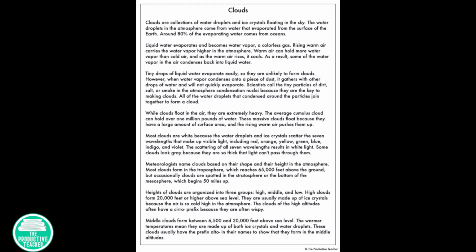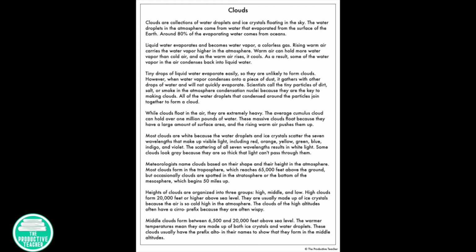Meteorologists name clouds based on their shape and their height in the atmosphere. Most clouds form in the troposphere, which reaches 65,000 feet above the ground, but occasionally clouds are spotted in the stratosphere or at the bottom of the mesosphere, which begins 50 miles up. Heights of clouds are organized into 3 groups: high, middle, and low.